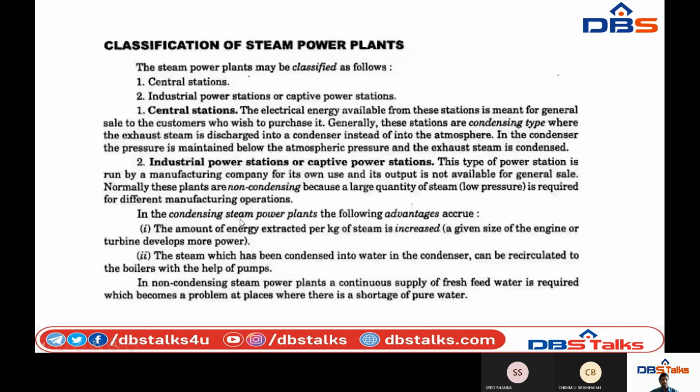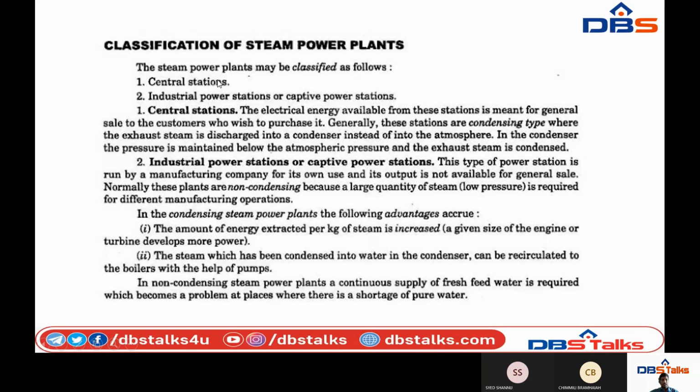Next, coming to classification of steam power plants. We have two classifications. One is the central station, and the second one is the industrial power station or captive power station. We already know that steam power plants play a main important role in electricity generation. Central stations are known as condensing type, but industrial power stations are non-condensing type.